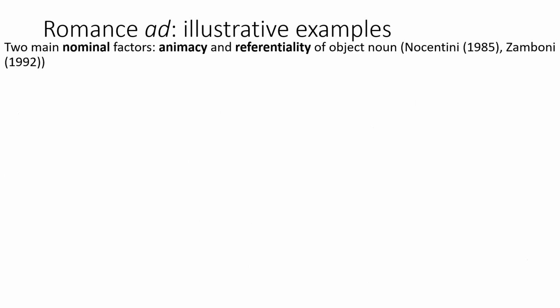All right, so if we look at some famous examples in Romance, the two main nominal factors in Romance, as we see, are animacy and referentiality of the object noun.